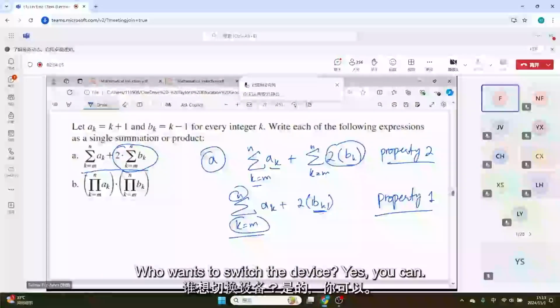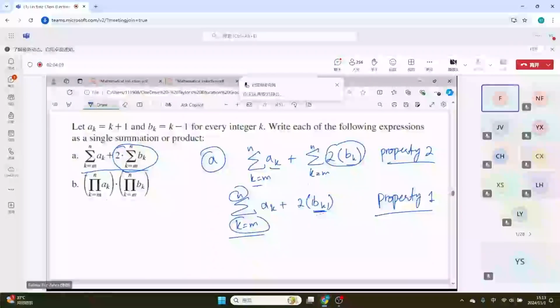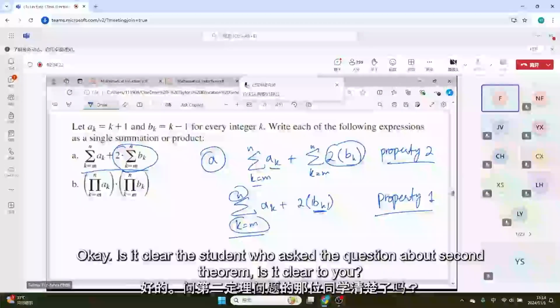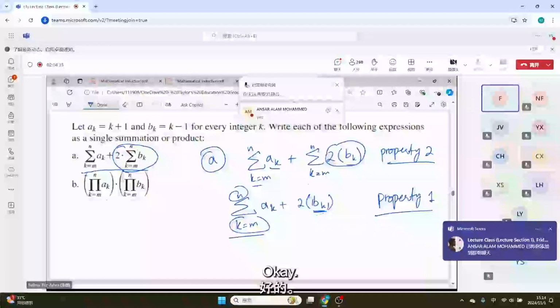Who wants to switch the device? Yes, you can, and then okay, I have admitted you, student who asked for switching the device. Okay. Is it clear? The student who asked the question about second theorem, is it clear to you?